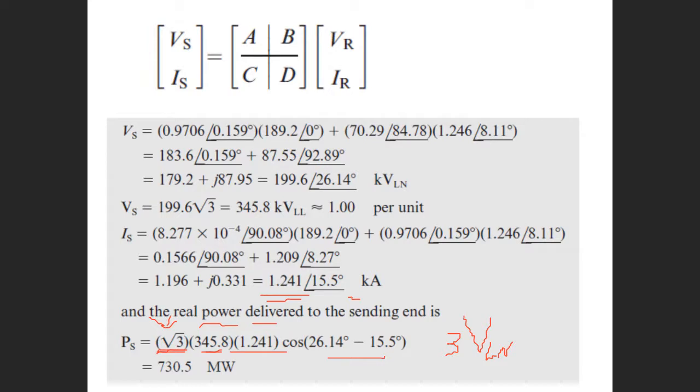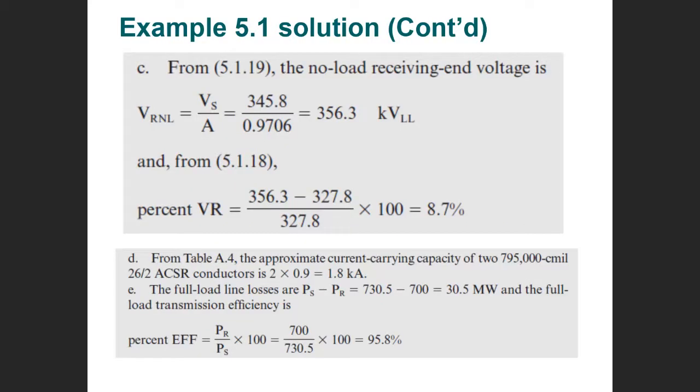So the sending end sends what? 730.5 megawatt. So we can now determine, you see, using the ABCD parameters, the power in the sending end. 730.5 megawatt, and the receiving power was given in the problem to be 730. So there's a loss of 0.5 megawatt. Okay, we discussed all these.